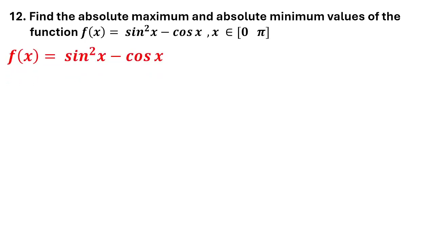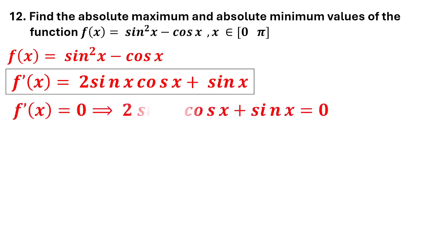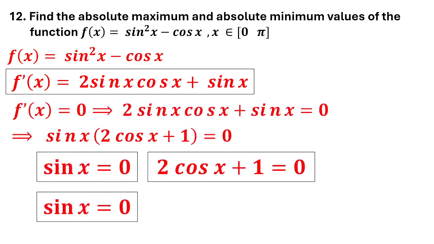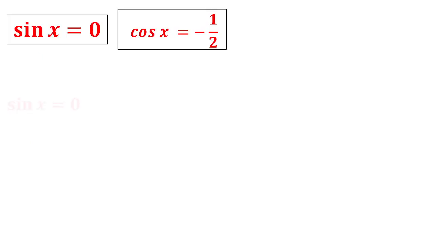Fine. Same thing. You have to find the critical point. That is step number 1. Finding f dash of x, equating it to 0. Here we are getting two values: sin x is 0 and cos x is minus 1 by 2.